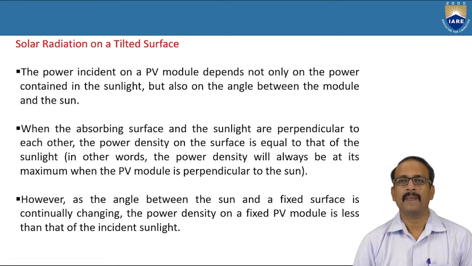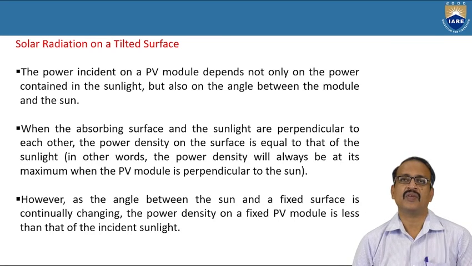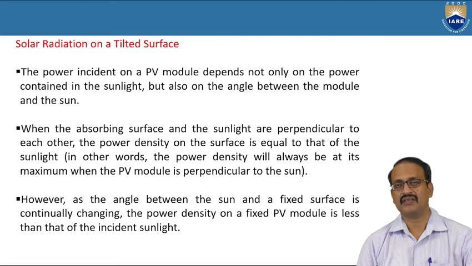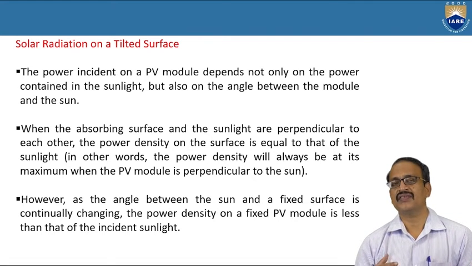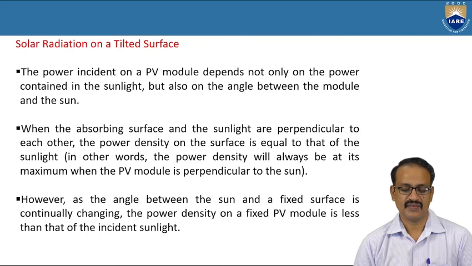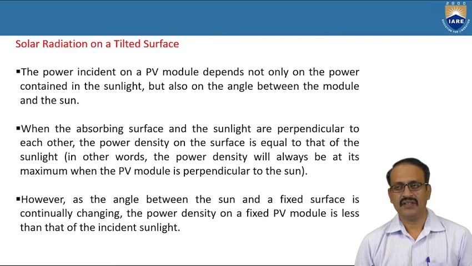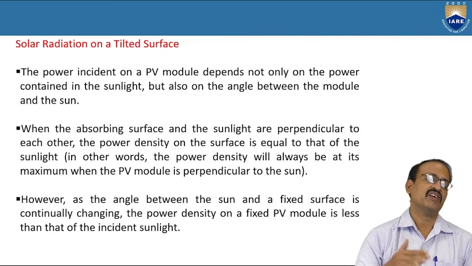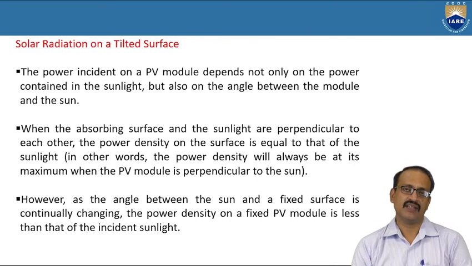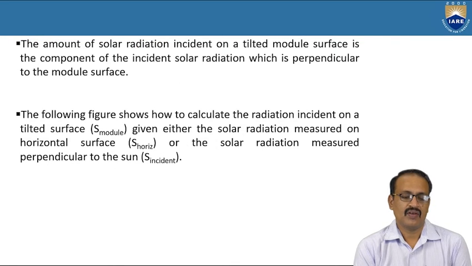So that's why the power incident on a PV module depends not only on the power contained in sunlight, but also on the angle between the module and the sunlight. When it is exactly perpendicular, it will get the most. But the angle will be continuously changing because the sun is continuously moving.